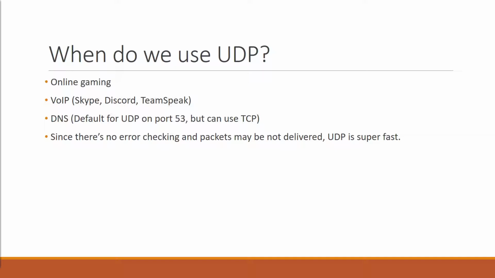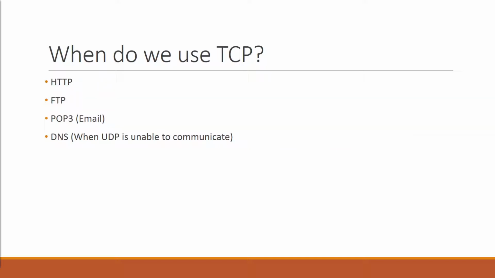UDP is also used by DNS. DNS uses UDP, but it can also use TCP. The default for DNS is going to be UDP on port 53, but DNS can use TCP if UDP isn't acting right. Since there is no error checking in packets with UDP, and they may not be delivered because there's no error checking, UDP is super fast. Ka-chow.